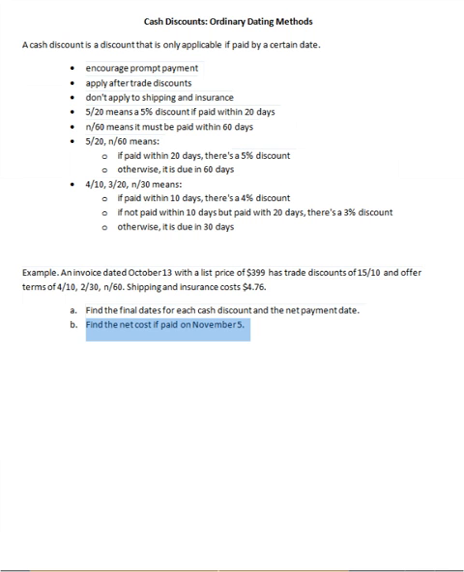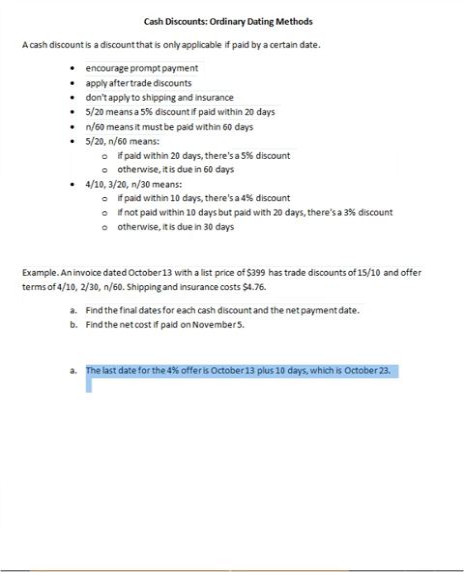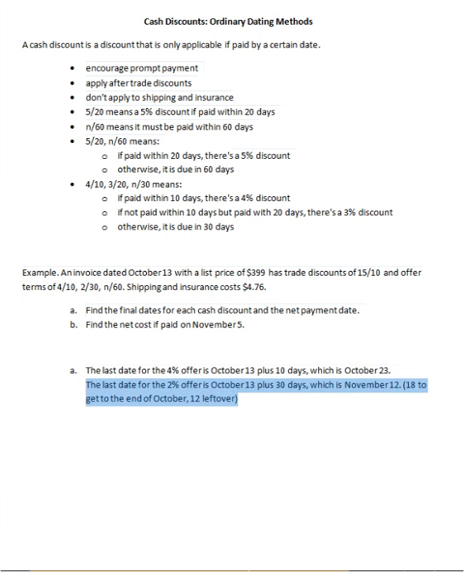So first we look at part A. We're going to start by looking at the 4/10, so it applies for the first 10 days. That one's pretty simple. October 13 plus 10 days would be October 23rd. Then we get to the 2/30. Well, October 13 plus 30 takes us into November. So how would we calculate that? Well, there's 31 days in October, so it's 18 days. We have 12 left over to get to 30, so we're going to November 12th.